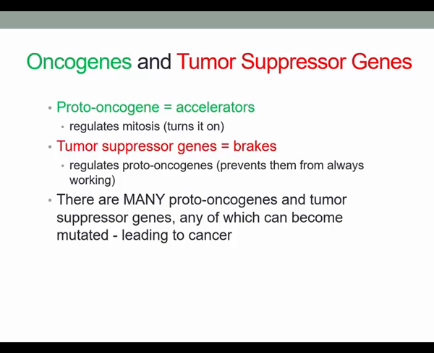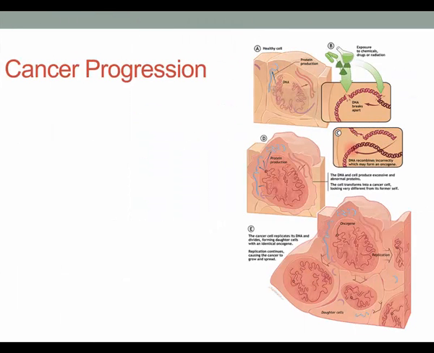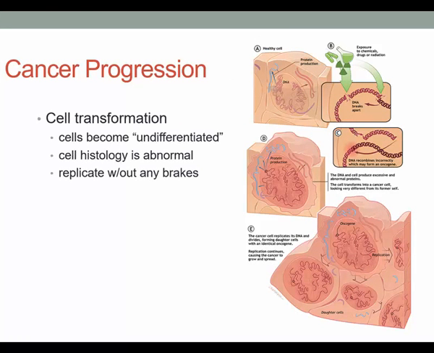Anyway, there are many genes that we know once mutated can lead to cancer, but there's probably other ones that we don't yet know about. As I said, the cells become transformed once they become cancerous. They stop looking like normal cells, their histology looks different, and they replicate without break.